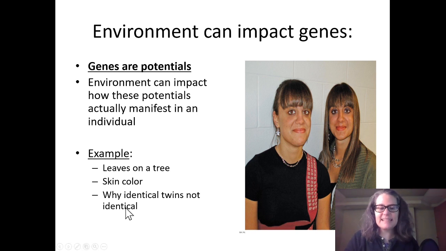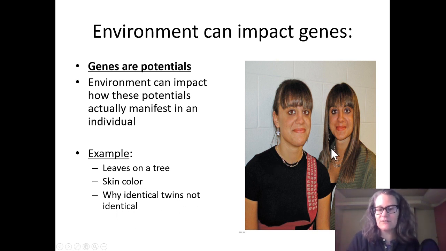Skin color is another example. You can see different people throughout the year. Their skin color is actually changing based on how much sunlight they're in and how the melanin is responding to the sunlight. So skin color can change within individuals, but also within families based on environmental influences. And this ultimately is why identical twins are not identical.